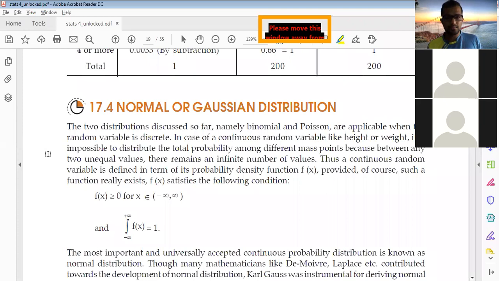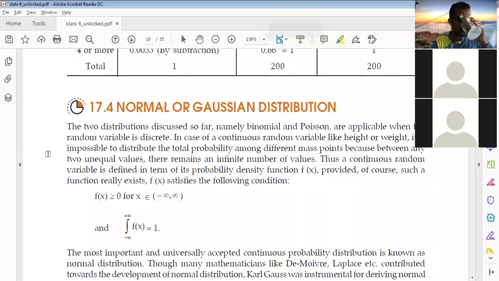The name Gaussian comes from the person who worked behind it, Carl Gauss, I guess. He was the one who worked behind it. Actually, there were many people who worked towards it, but he is recognized. He was the one who finally made it happen.